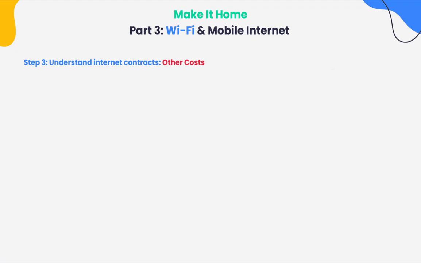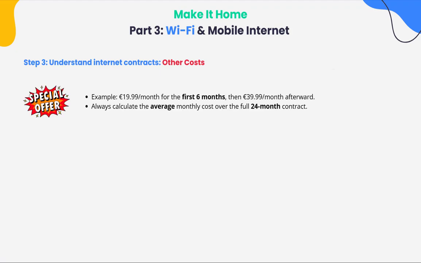There are a few other costs to keep in mind. Many major providers offer special promotions, meaning you pay a lower price for the first few months, but the price increases afterward. For example, you might pay around 20 euros per month for the first 6 months and then 40 euros per month after that. To get a clear picture, always calculate the average monthly cost over the full contract period, usually 24 months, rather than just looking at the introductory price.